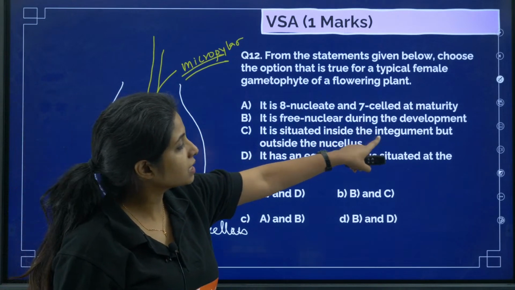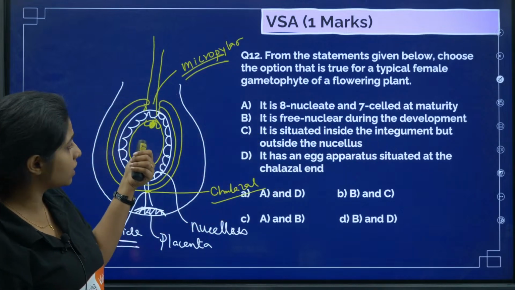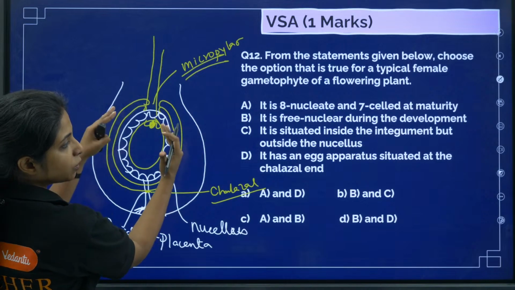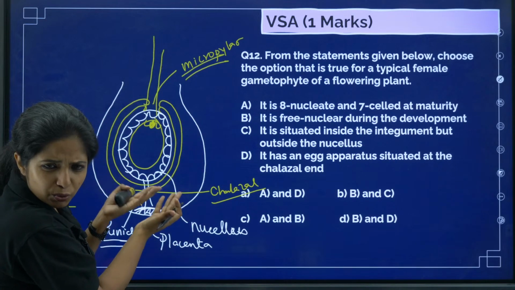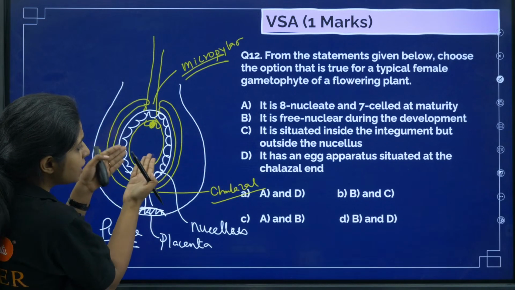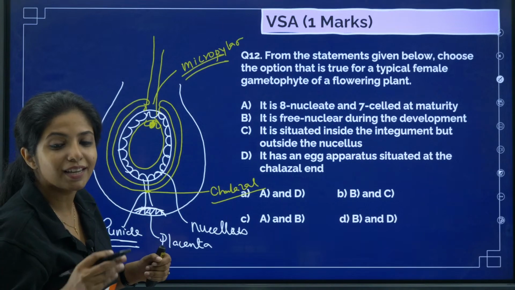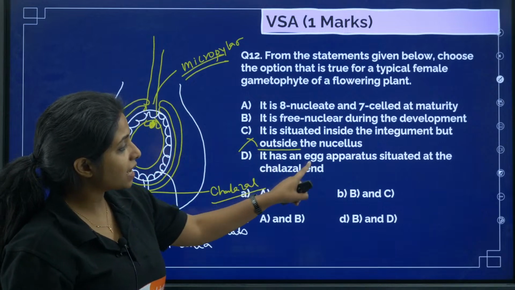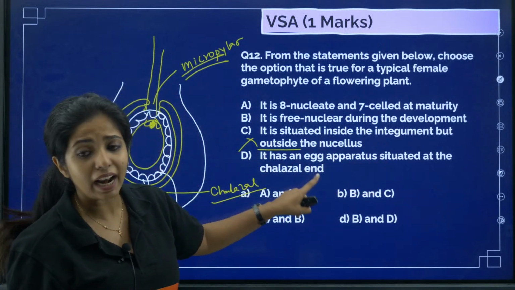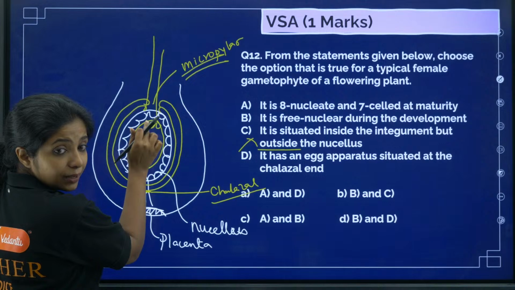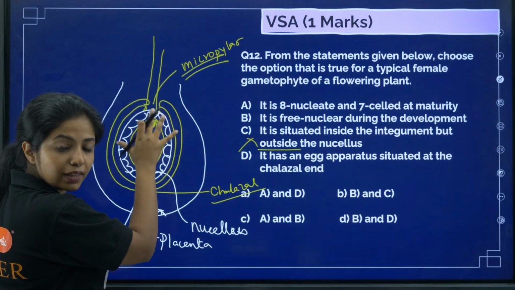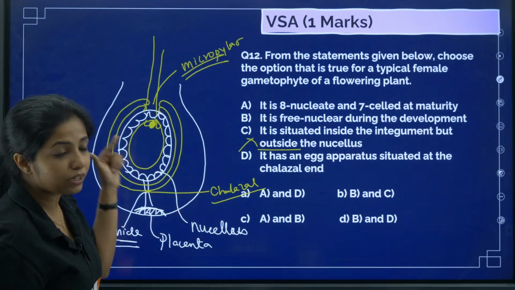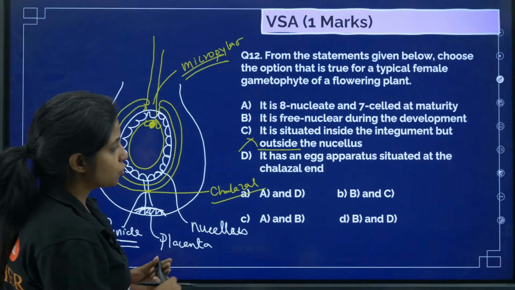So it is situated inside the integument. What is situated? The female gametophyte, it is situated inside the integument but outside the nucellus. Do you think it is outside the nucellus? No, it is inside the nucellus also. So it is not outside, it is inside. This is wrong. It has an egg apparatus situated at the chalazal end. I told you the egg and the synergids together, you call it egg apparatus. Do you think it is present at the chalazal end? No, it is present at the micropylar end. So this is also wrong.